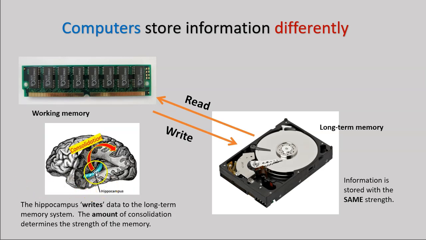We'll be learning that the hippocampus, as it performs its function, is in a sense writing the data to the hard drive, to the long-term memory system, and we call that process consolidation. The amount of consolidation determines the strength of the memory. So in human brains, we can have weakly stored memories and strongly stored memories, unlike a computer.